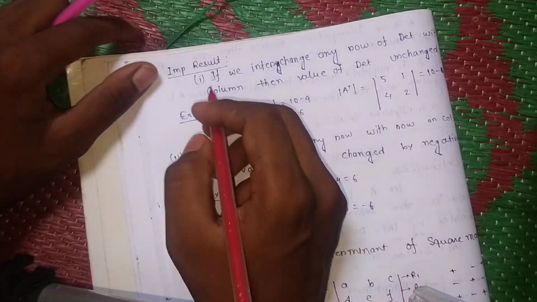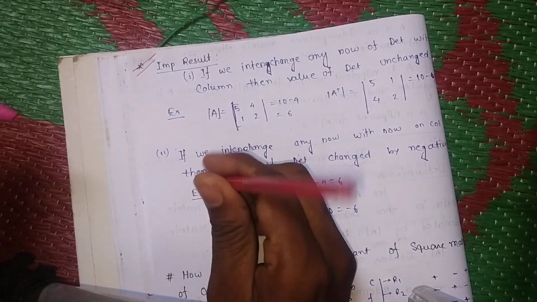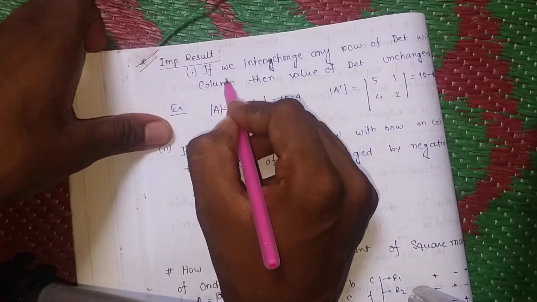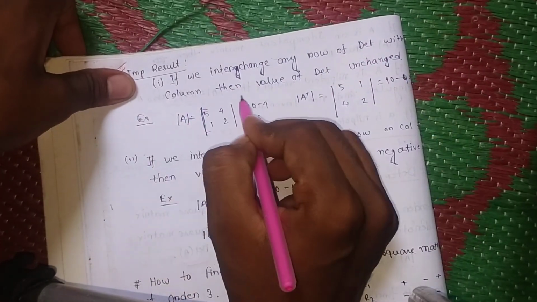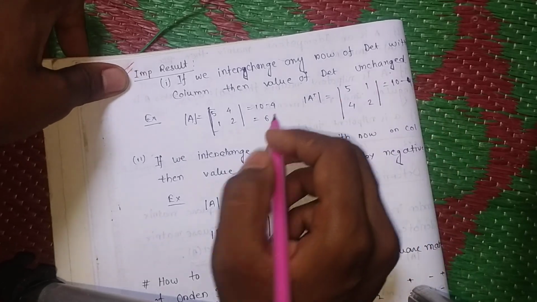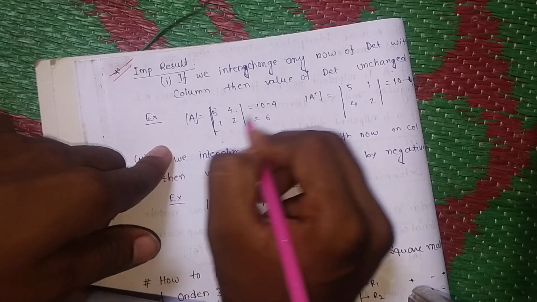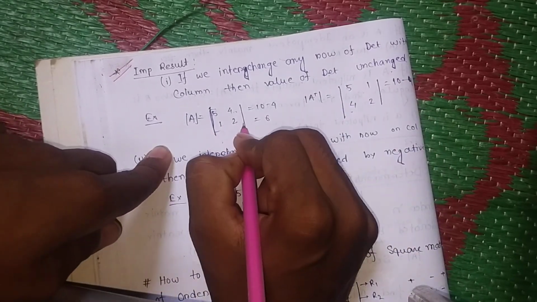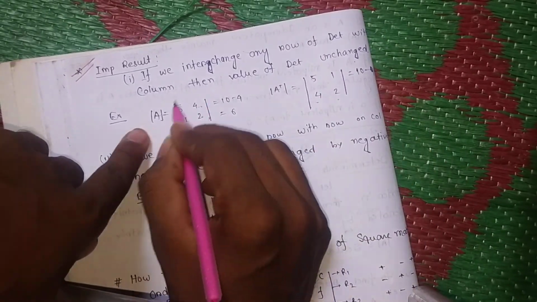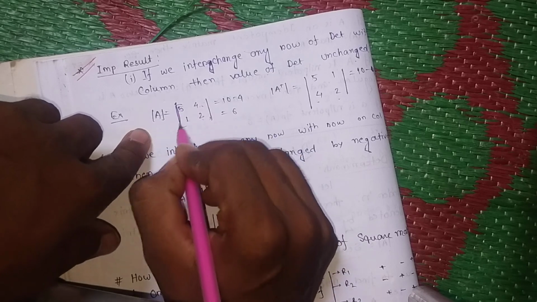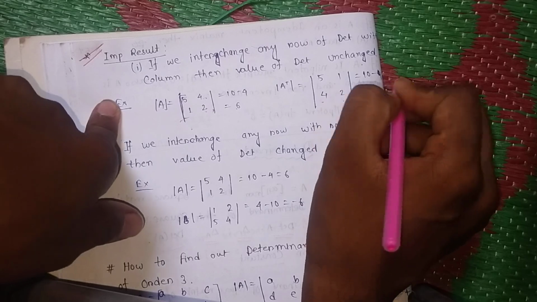Next, some important results on determinants. Number 1: if we interchange the rows of a determinant with its columns, then the value of the determinant is unchanged. This means the first row 5, 4 and second row 1, 2 become columns, so 5, 1 and 4, 2. The determinant of these values is 10 minus 4, that is 6, and also the determinant of the original is 10 minus 4, which is equal to 6.